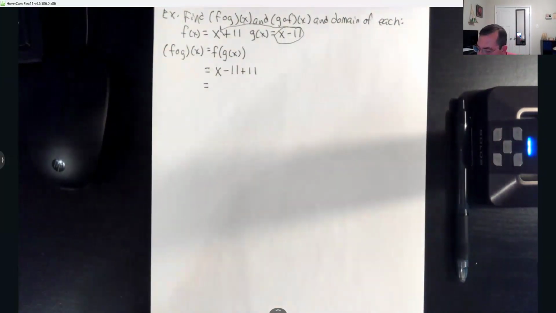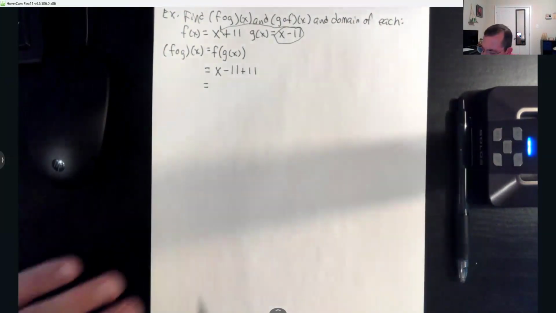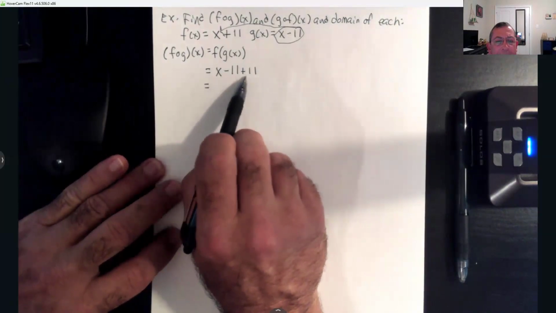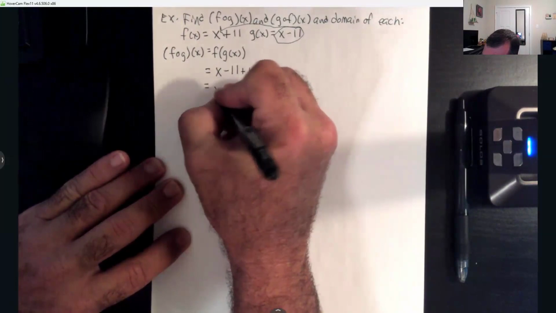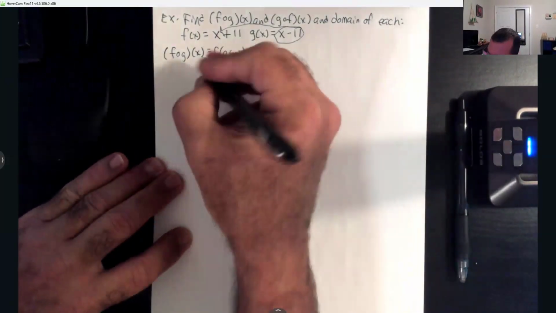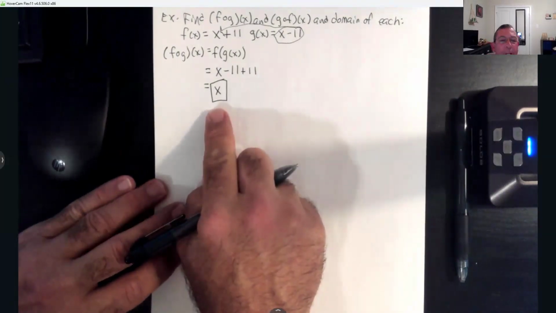All we can do is add like terms. What you got, Nat? x. That's right, because the negative 11 and the positive 11 cancel. So our final answer would be x. So f of g, we're done.